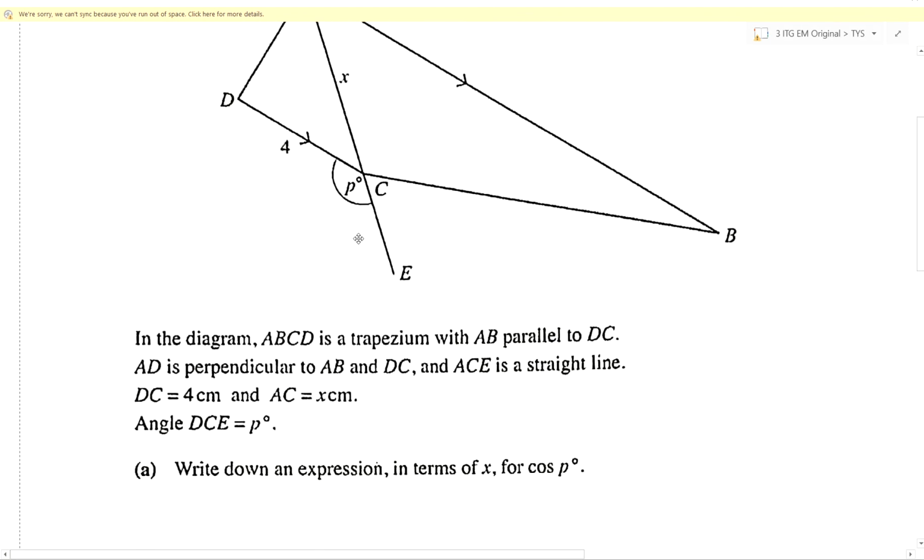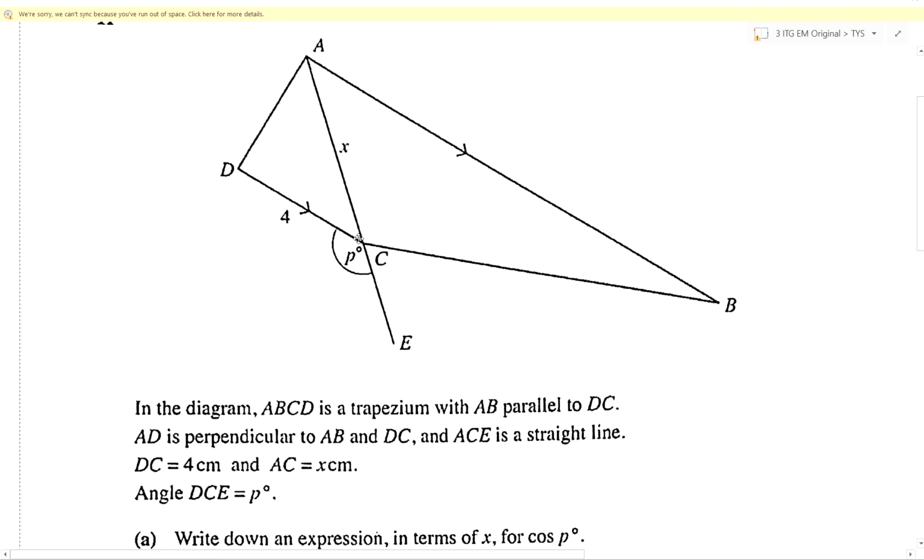Question 11. Okay, write down an expression in terms of x for cosine p. You have to know this, that when you take cosine of an obtuse angle, whether you memorize or you understand, I don't care at this stage. You just make sure you are aware of how to do this. Cosine of an obtuse angle, so cosine p, is equal to negative cosine of 180 degrees minus p. You have to know this.